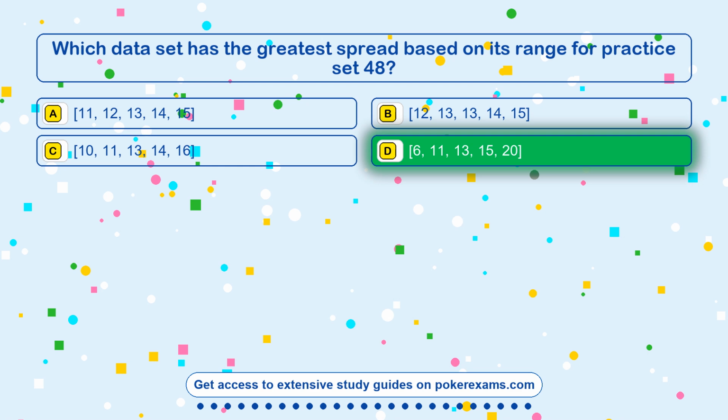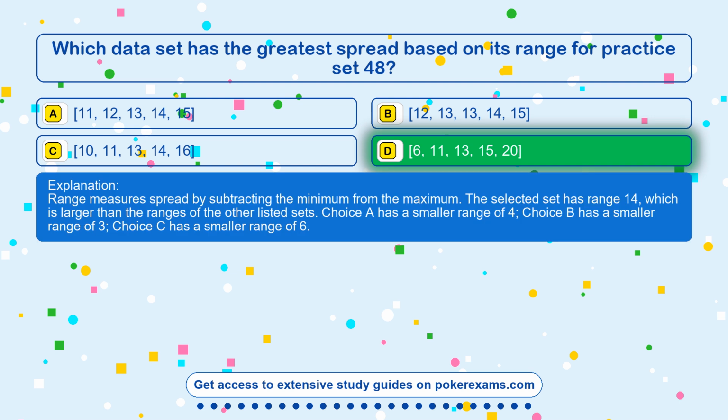The correct answer is option D, 6, 11, 13, 15, 20. Range measures spread by subtracting the minimum from the maximum. The selected set has range 14, which is larger than the ranges of the other listed sets.